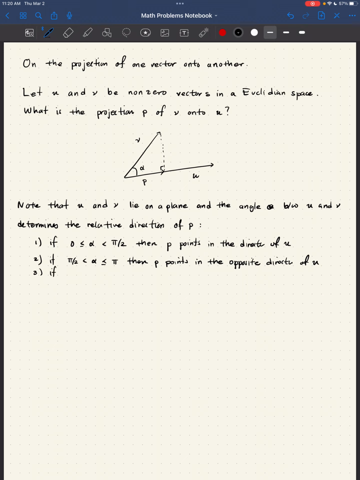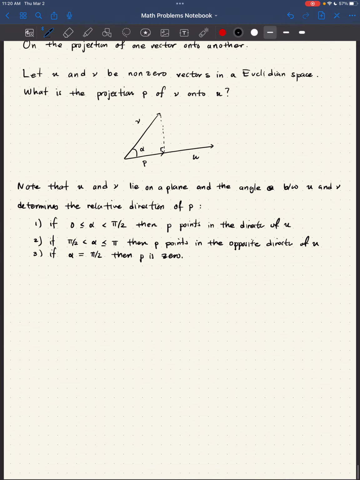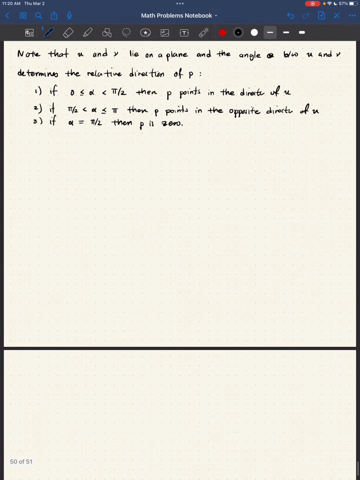I'm leaving a third case, right? But let me explain it either way. If alpha is exactly pi over 2, then P is 0. It's a 0 vector. The projection trivializes. Okay, so let's consider the first case. And I'll leave the second case for minor modifications on the following arguments. So I'll start like this for that justification.